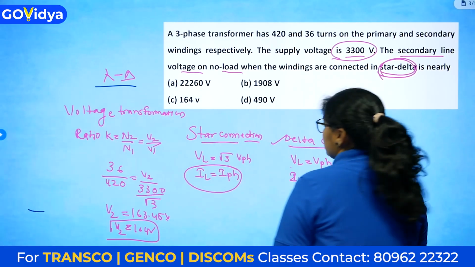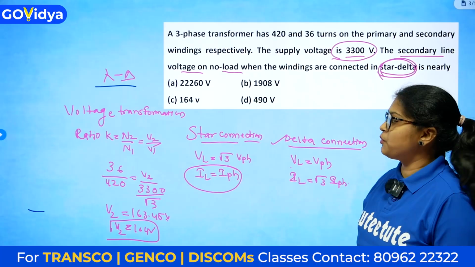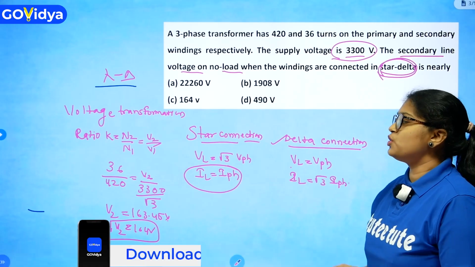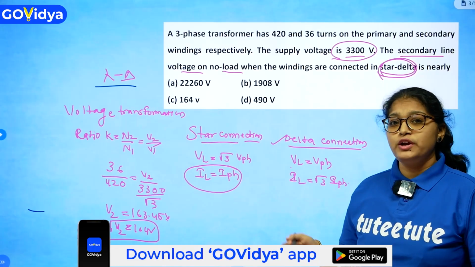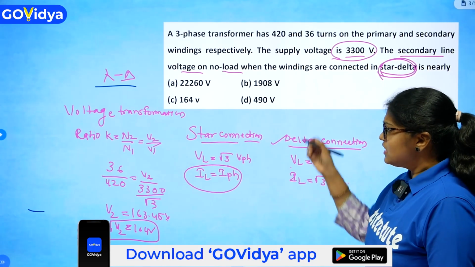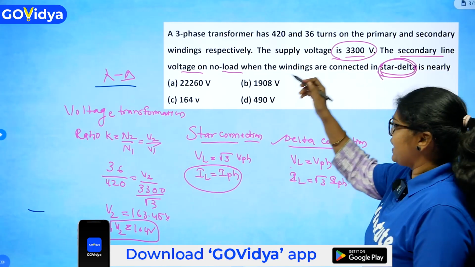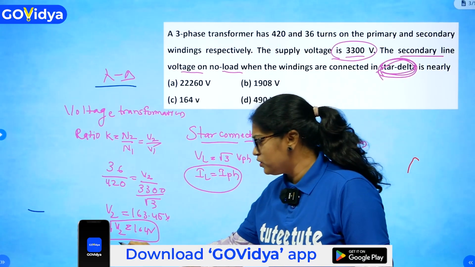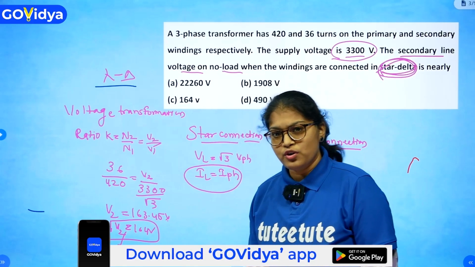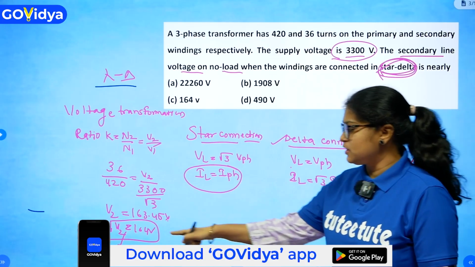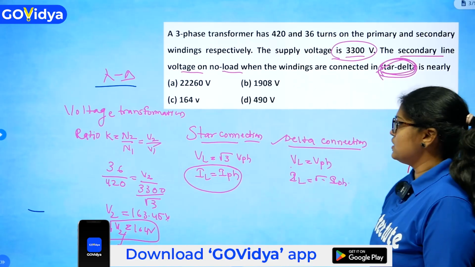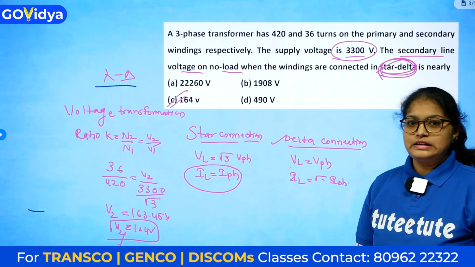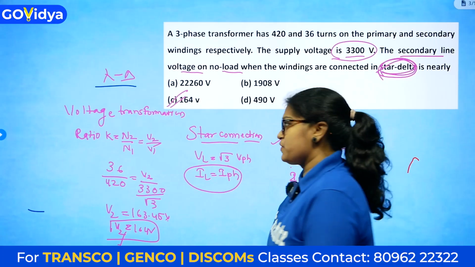So if you see, with these basics only we have done the problem, and we know the voltage transformation ratio K is equal to N2 by N1, which is equal to V2 by V1, that is also equal to E2 by E1. In the question they have asked the secondary line voltage, and they have given the star delta connection. So I have found the secondary line voltage, which is nothing but 164 volts. So option C matches with the question. Clear? So let's move to the next question.